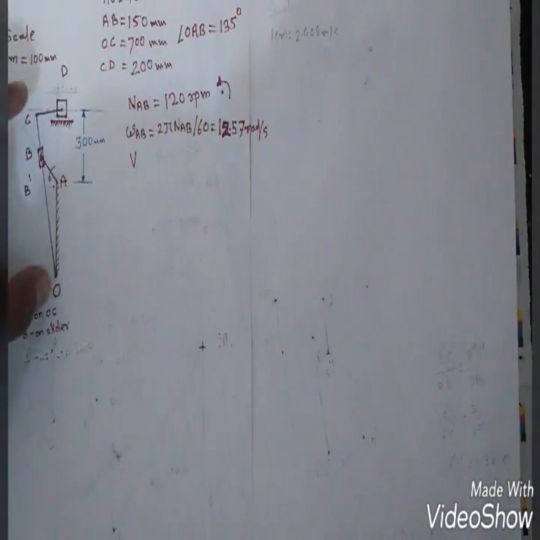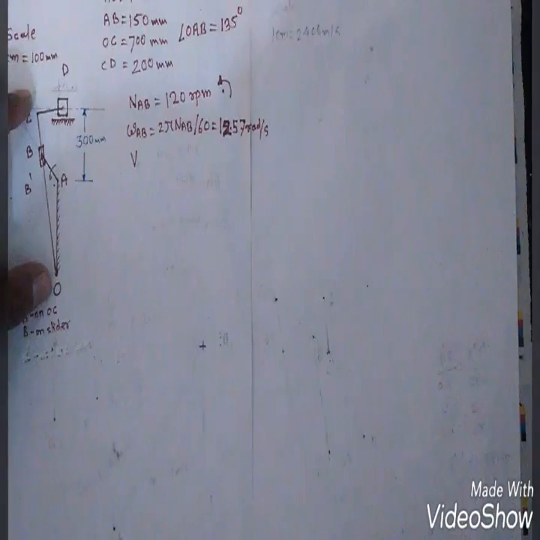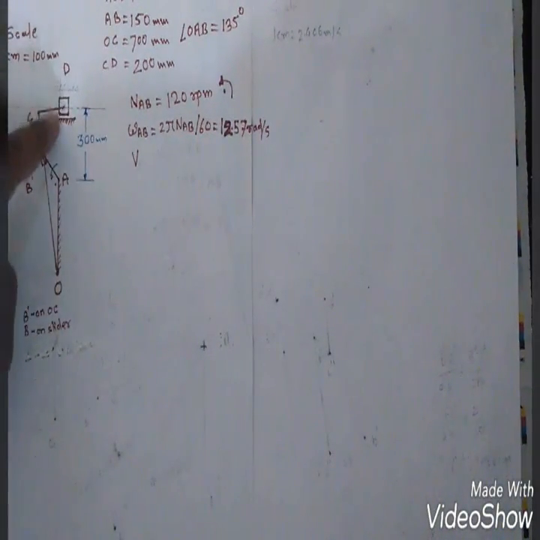Link OC is an oscillating arm. B dash is a point on link OC. CD is another link and D is a slider here.